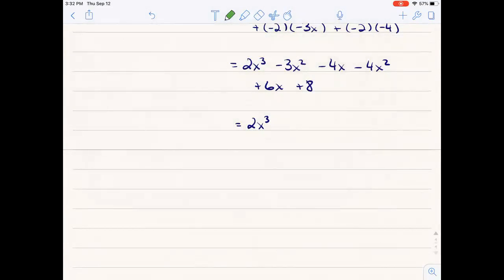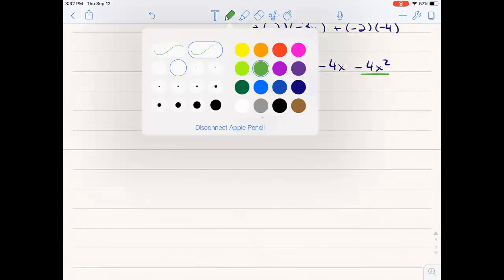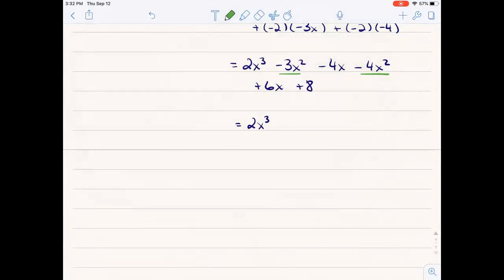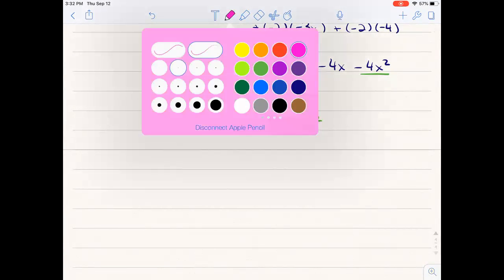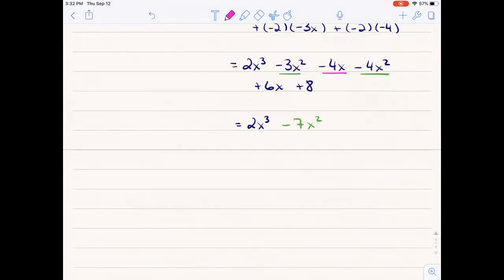I'll just do this instead of writing it out again. So negative 3 minus 4 is negative 7, so minus 7x squared. And then I've got minus 4x and 6x that I can collect. And so I get negative 4 plus 6 puts me at plus 2x. And then the 8, there's no other values that I can collect it with.